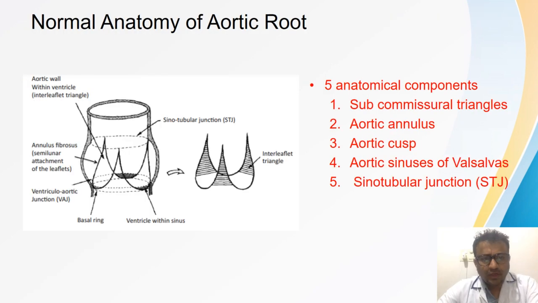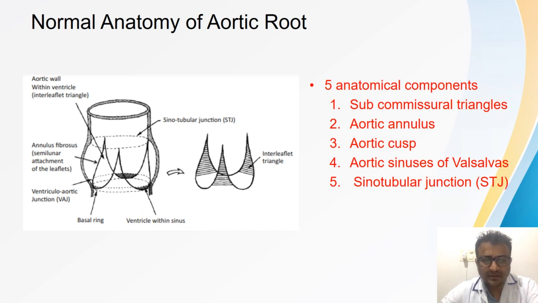The normal anatomy of the aortic root. There are 5 anatomical components which form the aortic root and which separate the left ventricular outflow from the ascending aorta. The first is the subcommissure triangle. The subcommissure triangle is nothing but the extension of the left ventricular outflow tract.